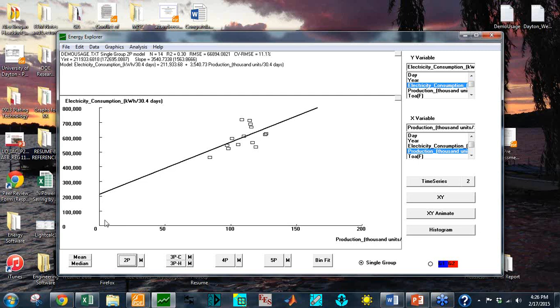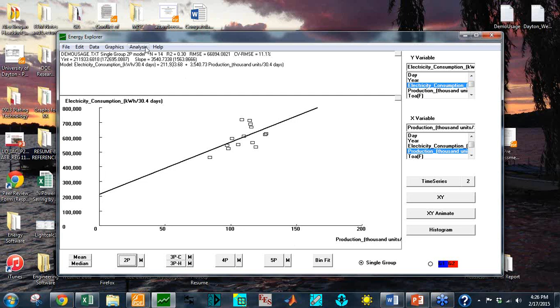The most ideal graph here would be starting at 0. So at 0 production, you have 0 energy use. That's obviously in a crazy ideal world, but that's what we'd want. And we'd want these lines to be really close to linear. But unfortunately, some days they're using more energy but producing exactly the same.